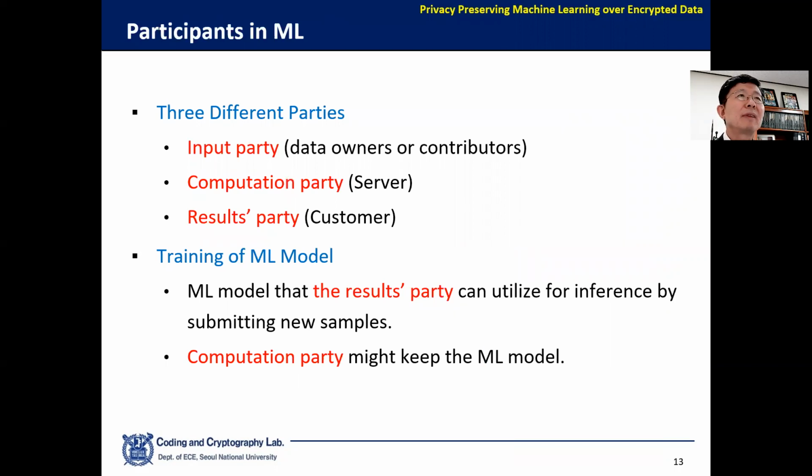Participants in ML. There are 3 different parties in ML. The first one is the input party, called the data owner or a contributor. The second one is a computation party, called the server. And the third one is a result party, called the customer. The training of a machine learning model produces a model that the result party can utilize for inference by submitting a new sample. Then the computation party might keep the ML model.